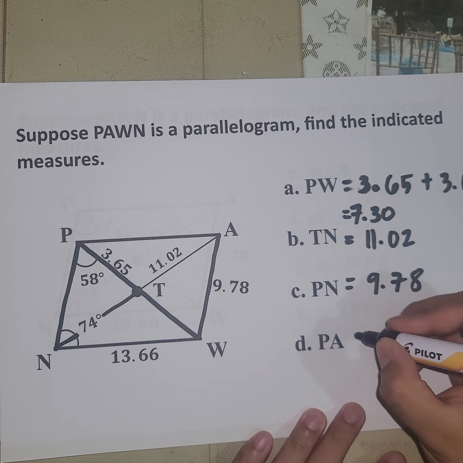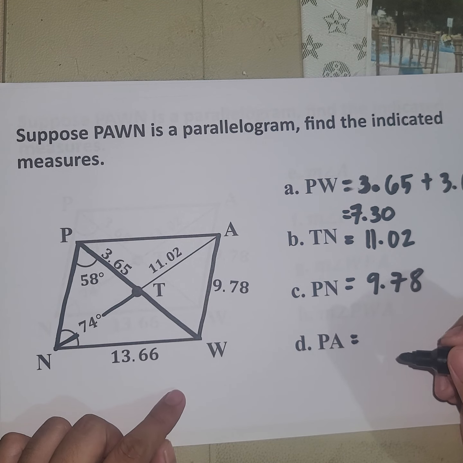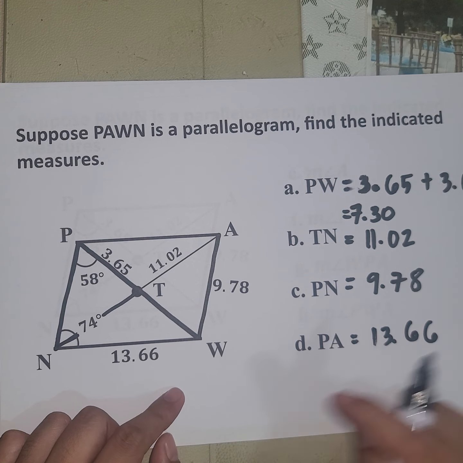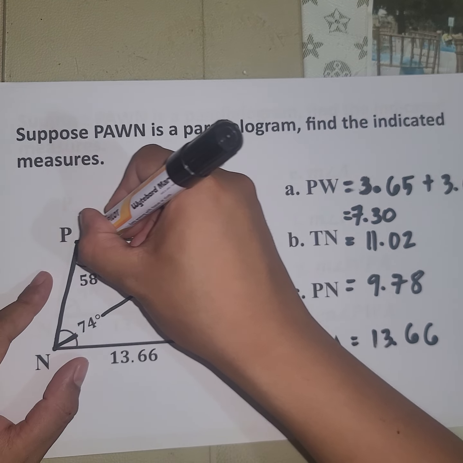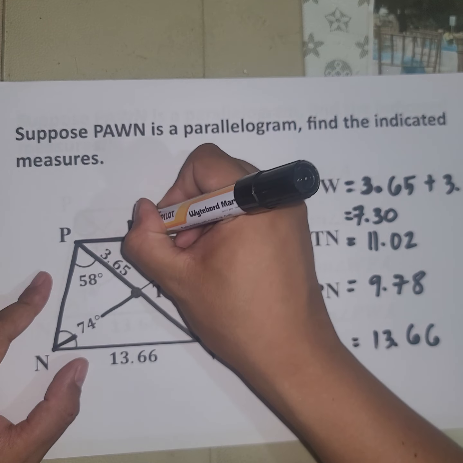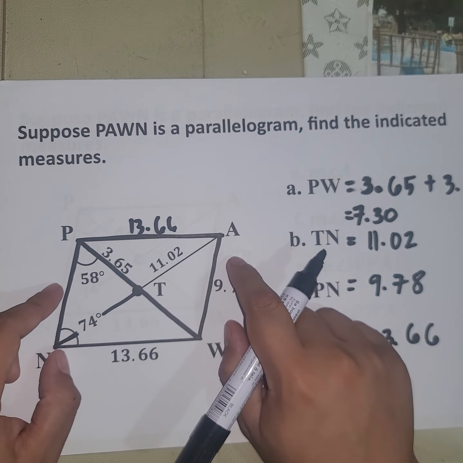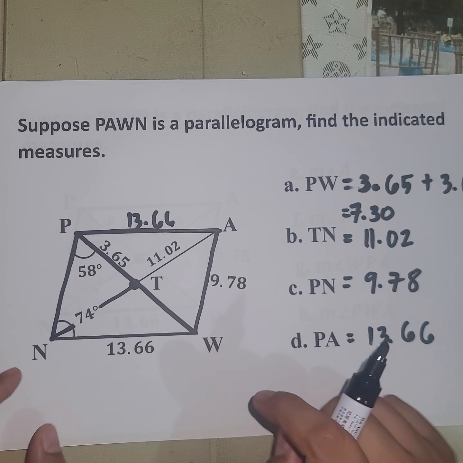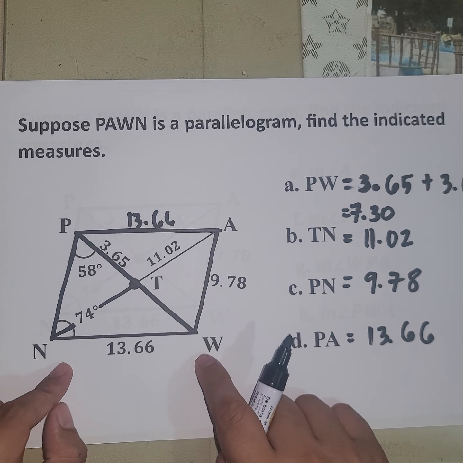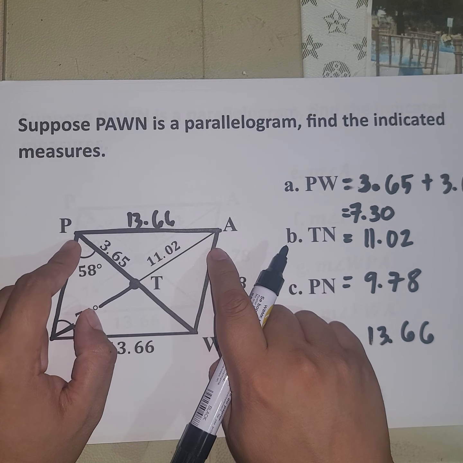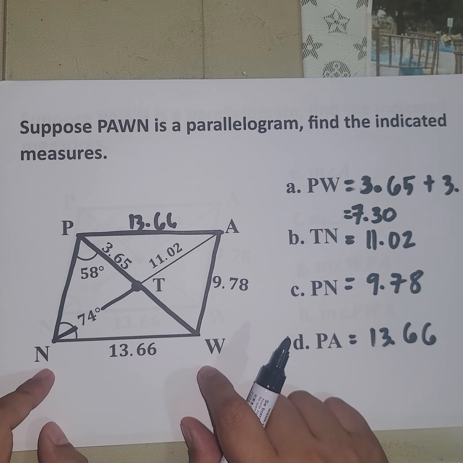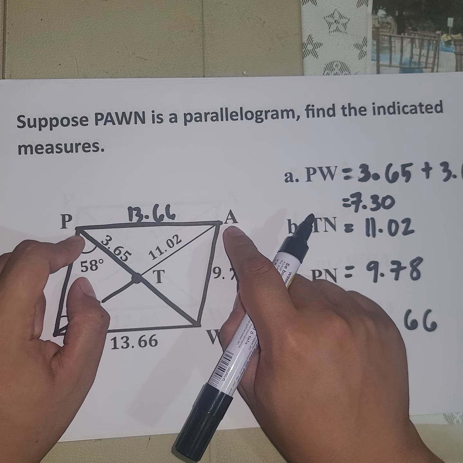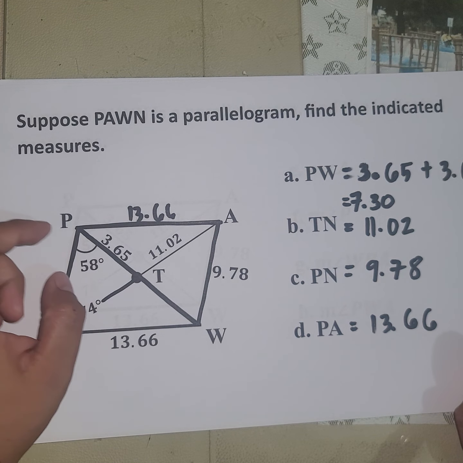So, let's have PA. PA is 13.66. So, bakit siya 13.66? Because, by the theorem number 3, opposite sides are congruent. NW is congruent to PA. Ibig sabihin, if ang NW ay 13.66, ang PA din ay 13.66 because the opposite sides of a parallelogram are congruent.